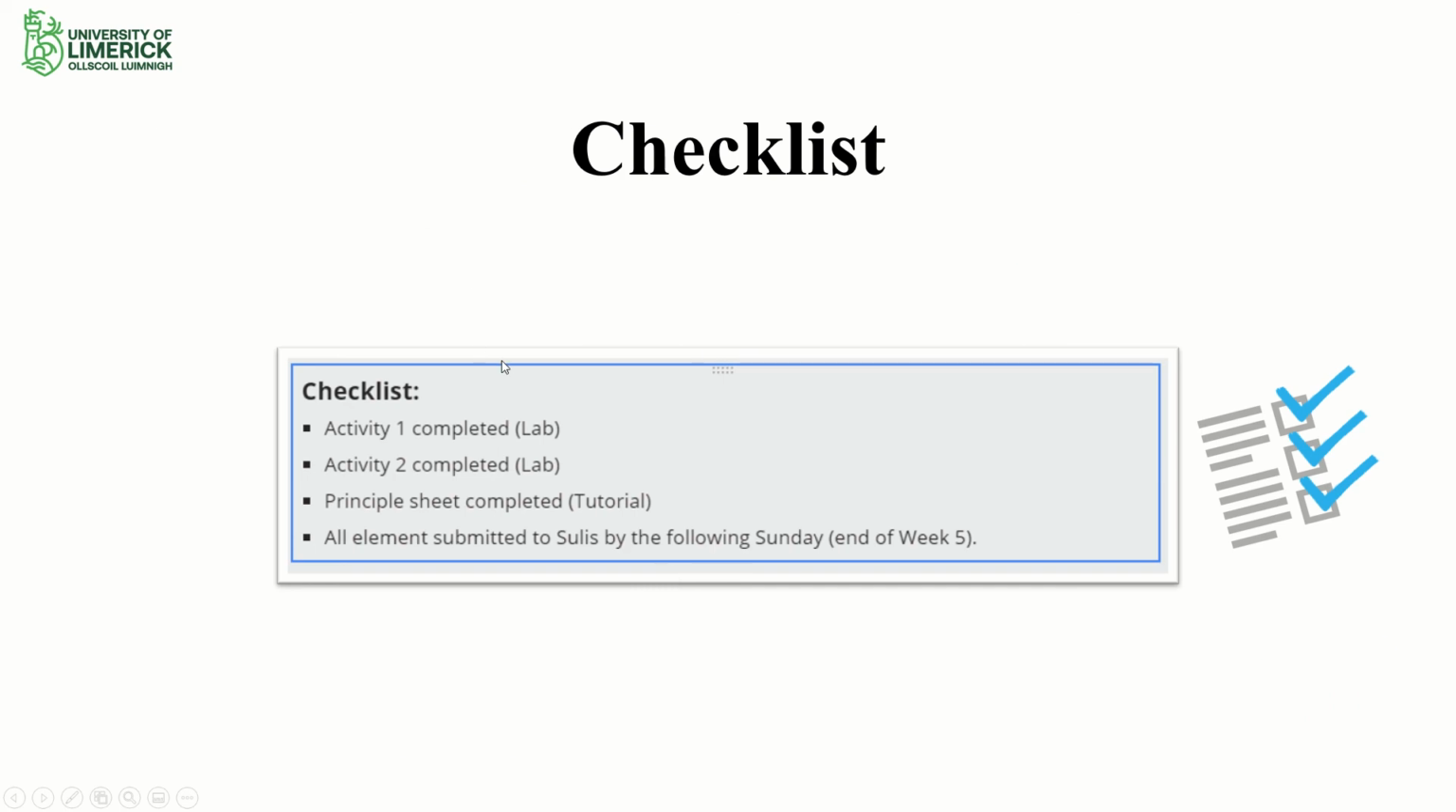Like always, go back to your checklist at the end of each lab. Ensure that you have all your activities completed that are for submission, so activity 1 and activity 2, as well as that you remember to complete the principal sheet for that week and submit all the elements by Sunday, end of week 5. Now it's important to remember as well that on some weeks I do put in optional activities, and I've highlighted them as optional activities.